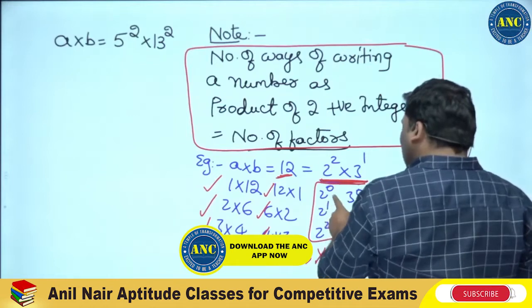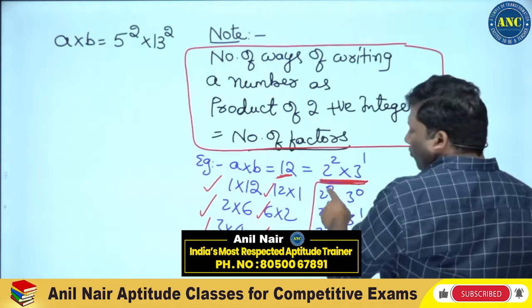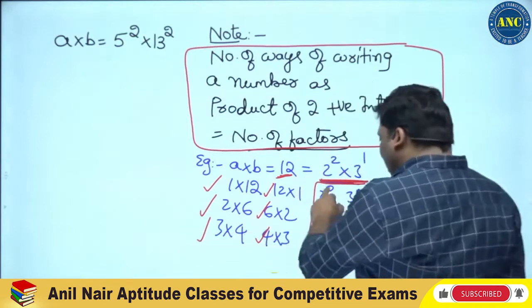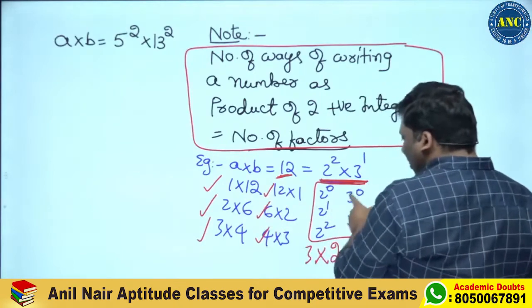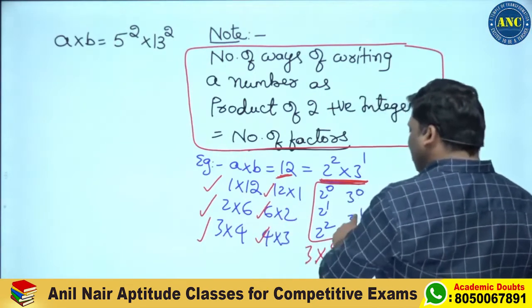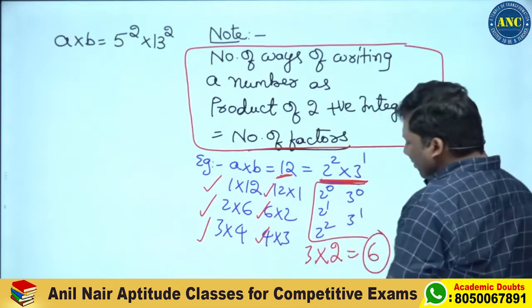2 power 0, 2 power 1, 2 power 2. 3 power 0, 3 power 1. So 1 is a factor of 12. 1 into 3, 3 is a factor of 12. 2 into 1, 2 is a factor of 12. 4 into 1, 4 is a factor of 12. 2 into 3, 6 is a factor of 12. 4 into 3, 12 is a factor of 12.